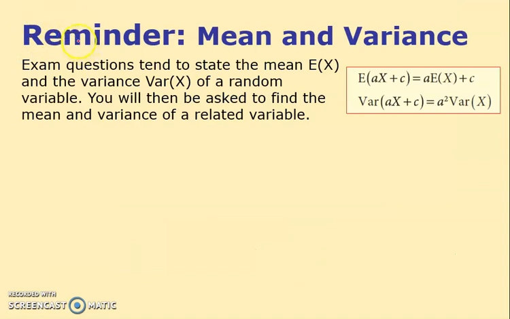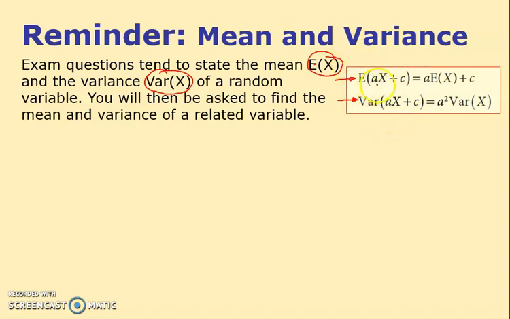A little reminder: it might be useful to remind ourselves of two formulas we've seen before. If we know what E of x is and what the var of x is, very often we are told the mean and the variance. We are often asked then for alternative variances and means, and so we use these formulas. Notice E of ax plus c is what we describe as a linear combination: a number times x plus c. There's no squared things going on there.